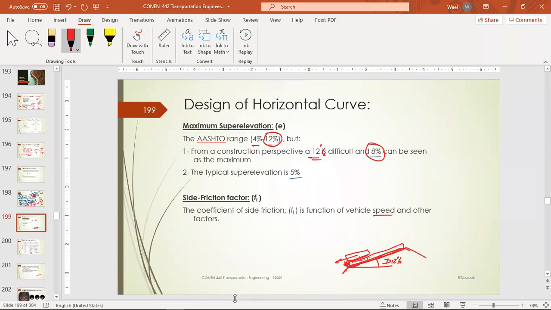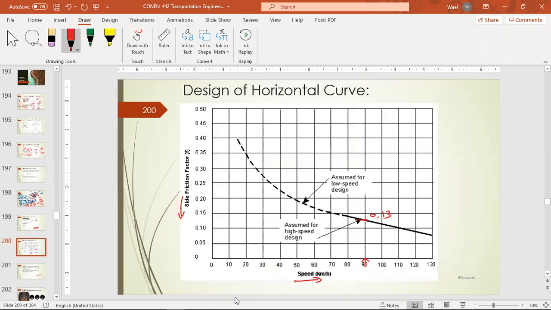Okay, here we are having the maximum super elevation, and the maximum super elevation is between 4 and 12%. That's the AASHTO standards. But in reality, most contractors prefer to have it at 8 or lower. The typical is 5%. And the side friction we can determine from this curve. We are going to stop here, and we are going to continue next lecture, inshallah. Any questions so far?